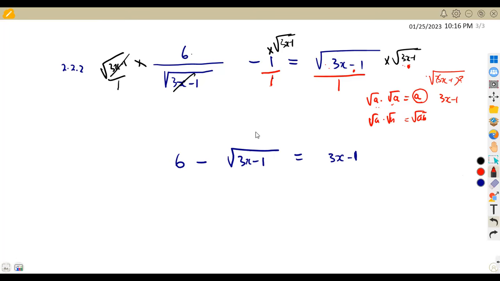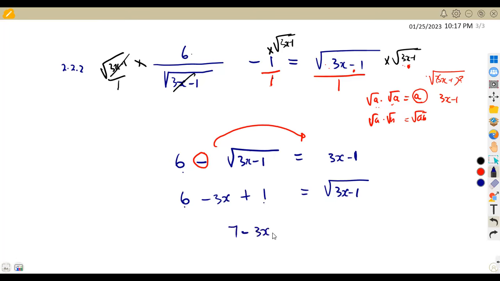This is the question. We can transpose the negative, since the square root is carrying a negative. If we transpose it to the right-hand side, that means we are going to have the square root of 3x minus 1, which is equal to, on the left-hand side, we are going to remain with 6. We transpose 3x minus 1, so 3x is going to be minus 3x, and minus 1 is going to be a plus 1. So these are like terms, 6 and 1, which is 7. So 7 minus 3x is equivalent to the square root of 3x minus 1. So that's a single square root on the other side of the equation.